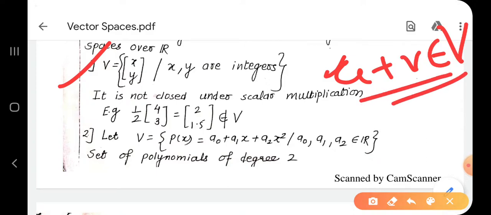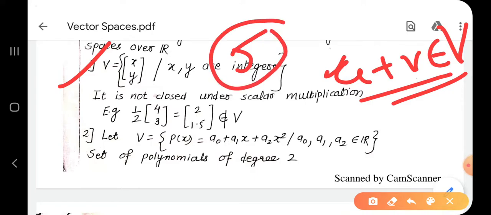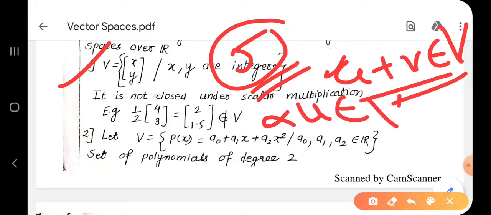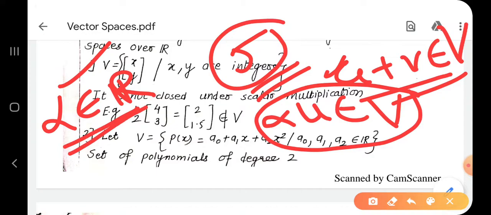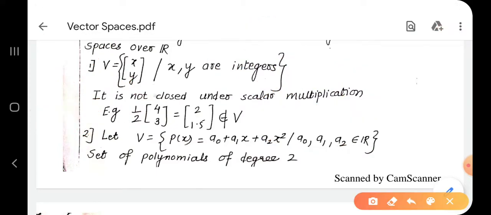If all 5 properties are satisfied, you just do your own. This is an exercise for you. Just solve the first 5 properties. Now let us turn towards the 6th property: alpha into u belongs to V. This is required. For this, alpha we can take as a real number. Alpha is any real number. I can take 1/2.